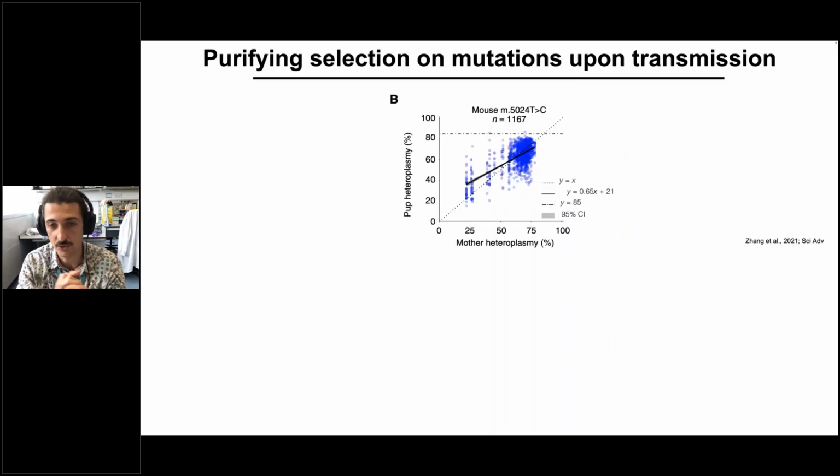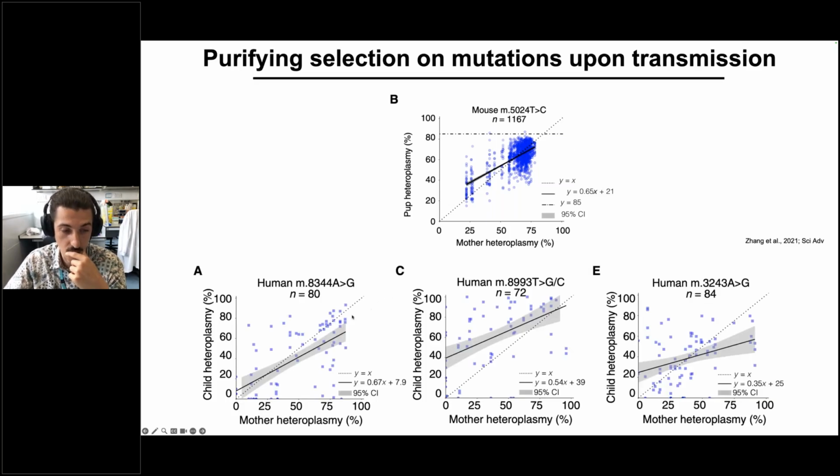This mutation is quite a good model to study selection in the germline, because it has even another layer of quality control. When mothers have high levels of the mutation, above the threshold, above 60%, the offspring tend to inherit, on average, less of the mutation, as you can see from this trend line. And this actually models the most common human mutations, like the 8344 A>G or the 3243 A>G.